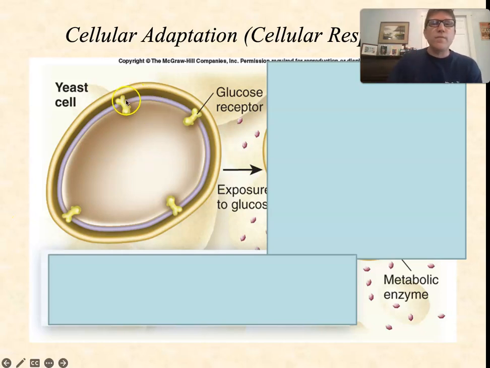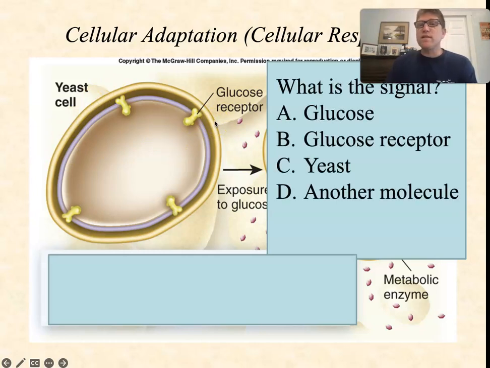What we've got here in purple represents the cell membrane, the cytoplasmic membrane. The little dog bone looking structures, we're told, are glucose receptors. And on the outside, this kind of golden color here is the cell wall made of chitin. So your first question should be, well, what's the signal going to be? Is it glucose? Is it the glucose receptor? Is it the yeast? Is it some other molecule?